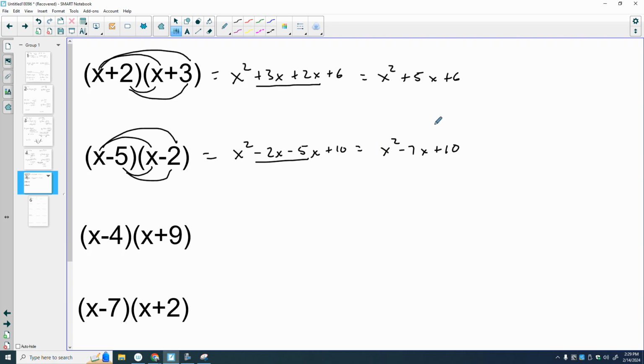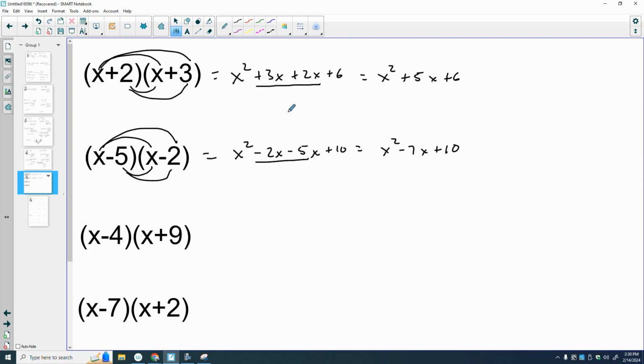Let's summarize real quick. When this sign is a positive, these two signs were the same. Positive 10, signs are the same, both negative. Positive 6, signs are the same, both positive. Okay? When the signs are the same here, the signs will be the same in my like terms.